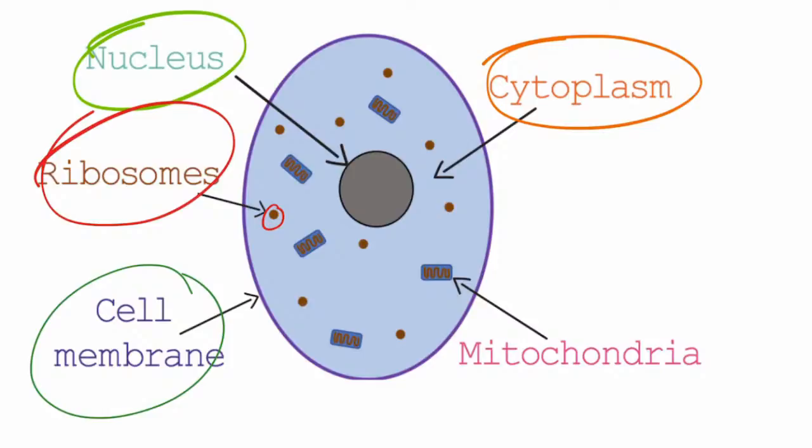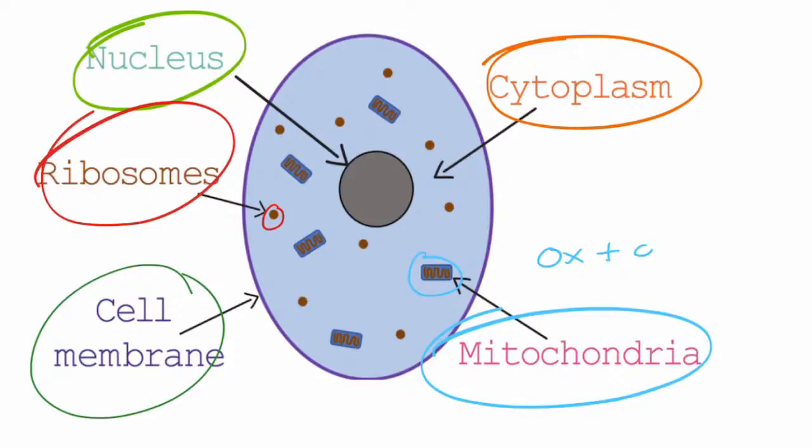The final one that we're going to look at for this cell is mitochondria. Mitochondria are these kind of rectangle-like ones, and these are responsible for respiration. You may have heard of these as the powerhouse of the cell, and they're called the powerhouse of the cell because they perform all of the respiration chemical reactions, and that is what gives us energy. The respiration reaction is this. It's oxygen plus glucose.